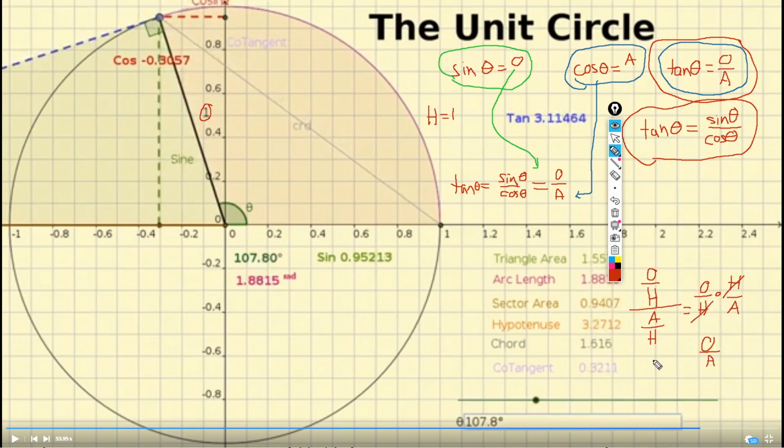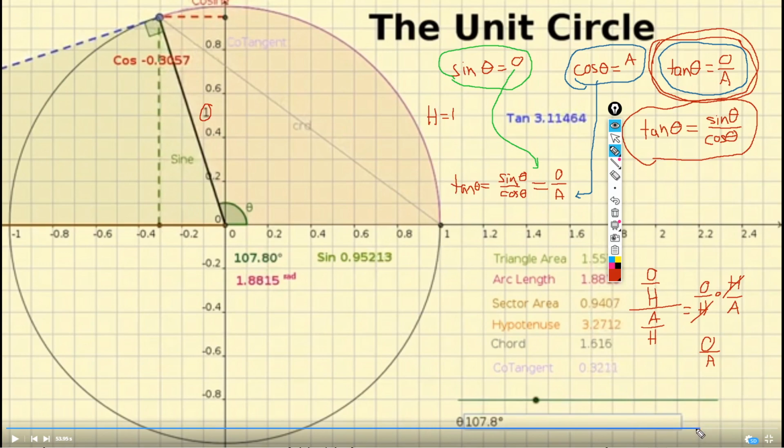Check it out. So the h being 1 here is irrelevant to tangent being equal to sine over cosine, okay? That has nothing to do with the unit circle. That's just a fact. Tangent is equal to sine over cosine. But I wanted to show you that tangent of theta equals sine over cosine, O over A, we've actually been using that this whole time. We just didn't talk about it before now, okay? So that's one thing to consider.